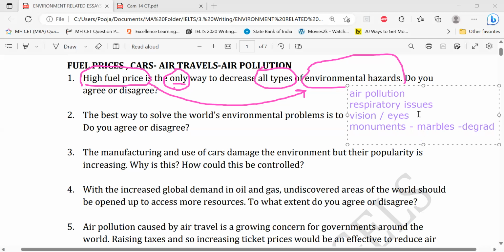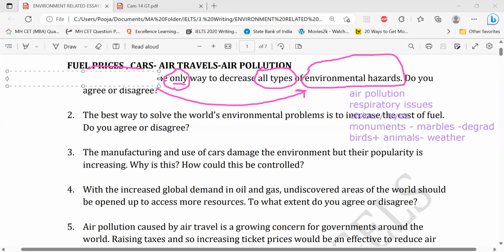Then birds and animals can be affected a lot. How come? Because of the air pollution, our weather, their life cycle, their eating patterns, diseases, everything gets disturbed. Good.